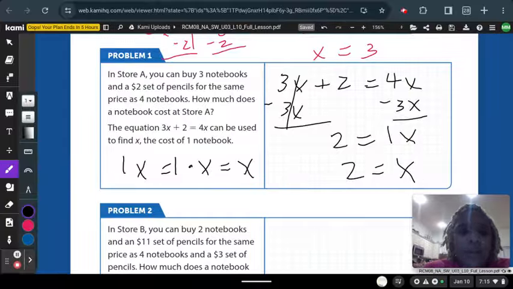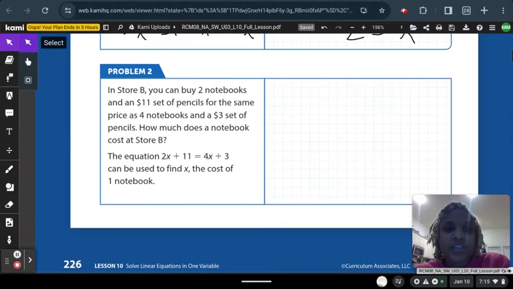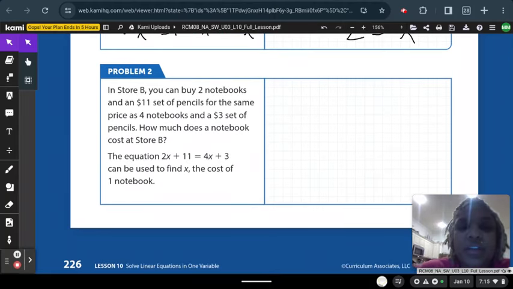Okay. Let's look at problem number 2. Problem number 2 says in store B, you can buy 2 notebooks and a set of 11 pencils for the same price as 4 notebooks and a $3 set of pencils. How much does a notebook cost at store B? Pause the video and go ahead and work it out on your own.